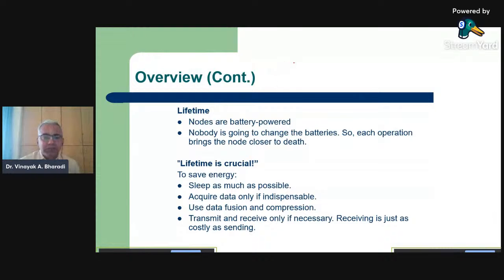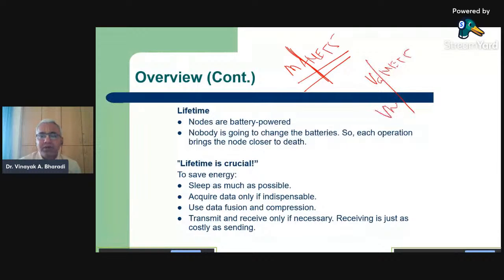There is something called MANETs. What is a MANET? Mobile ad hoc networks. This concept comes when you are having your devices moving, or there is also something called VANETs, also referred to as vehicular ad hoc networks. So the main idea is that objects are moving.